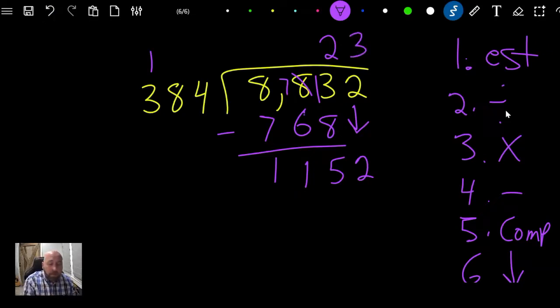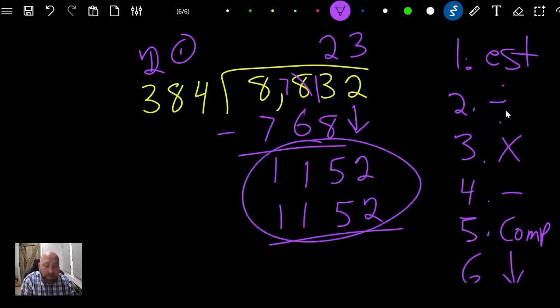Okay? Now remember, I'm going back up to step number 2. It's almost like when I'm done here, I go back up to the top, right? So I estimated, now I'm dividing, and now I'm going to multiply. So 3 times 4 is 12. 3 times 8 is 24, plus 1 is 25. 3 times 3 is 9, plus 2 is 11. Look what I got, these are matchy-matchy.